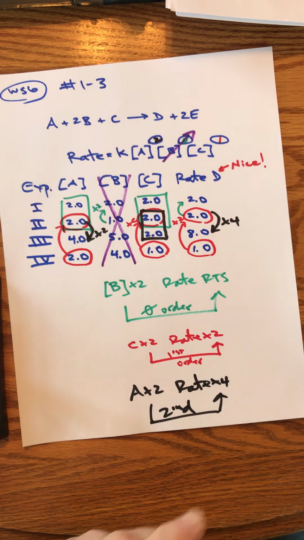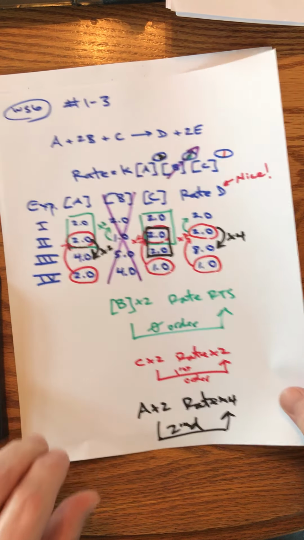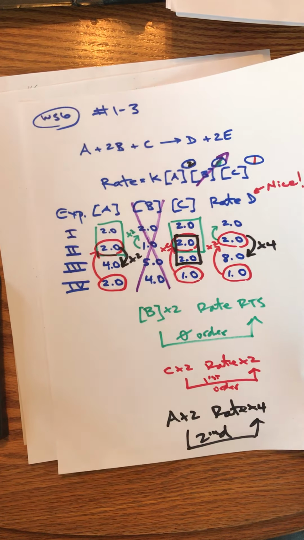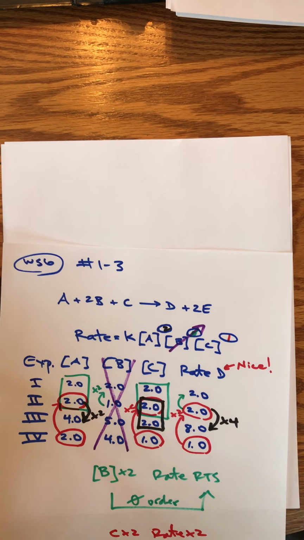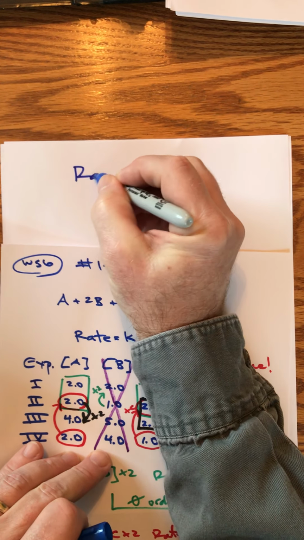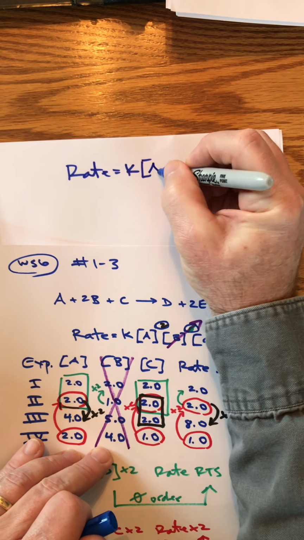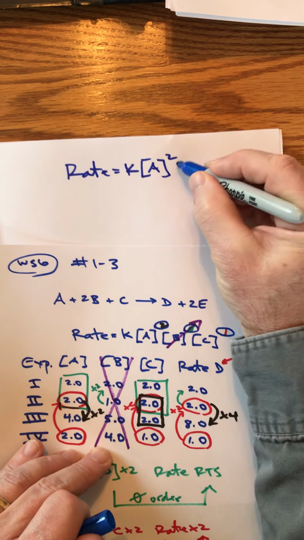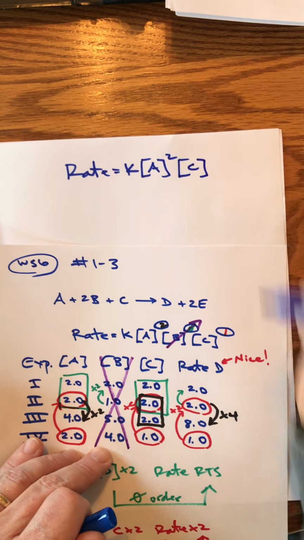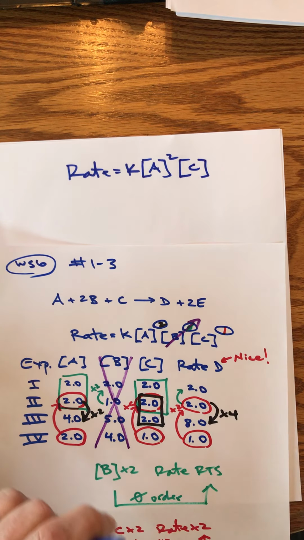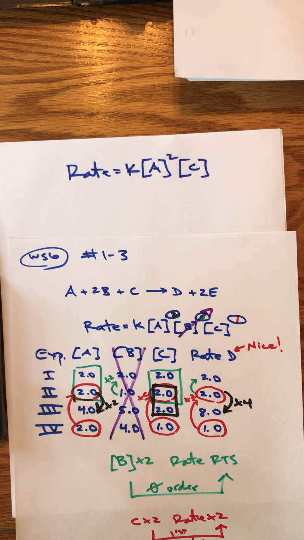So now I can rewrite my rate law equation and say rate equals k times A to the second power, I don't need B at all, times C to the first power, which is just C. It's a multiple choice question. So k A squared C, k A squared C, that's choice D.